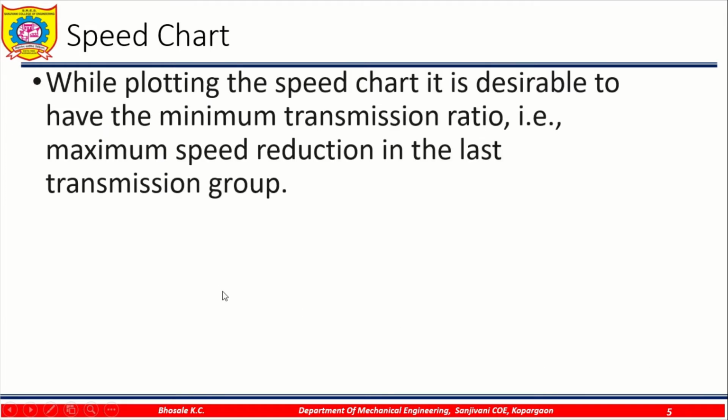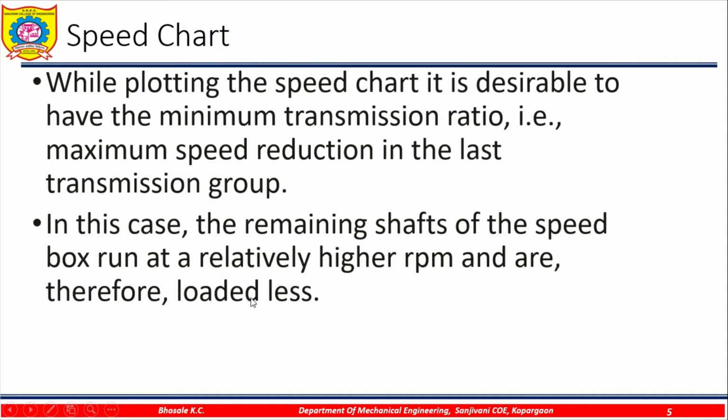While plotting the speed chart, it is desirable to have the minimum transmission ratio, that is maximum speed reduction, in the last transmission range. In this case, the remaining shafts of the speed box run at relatively higher RPM and are therefore loaded less. So we want the maximum speed reduction to be in the last transmission group, and we start to plot the speed chart from the last stage. In the structure diagram we start from the left hand side, but in the speed chart we start from the right hand side because the last stage will be on the right hand side.